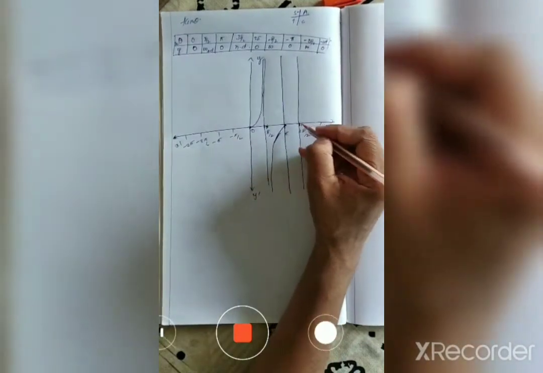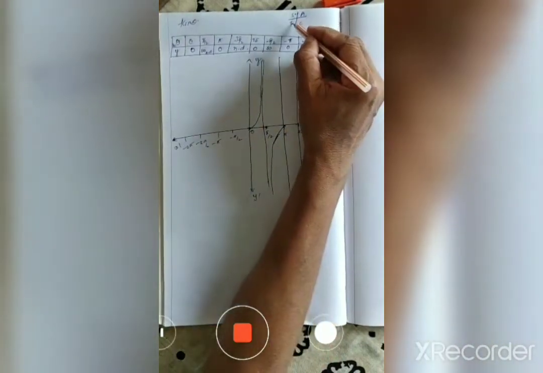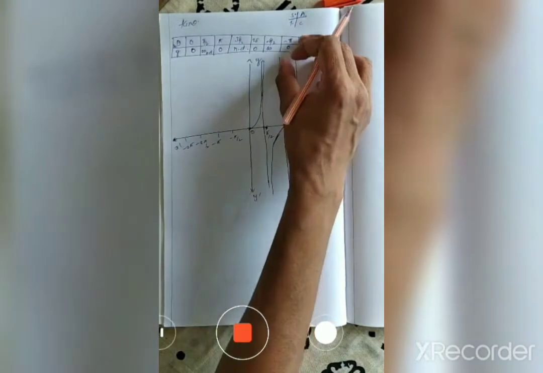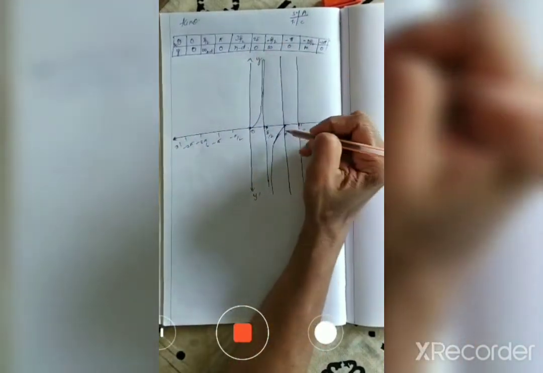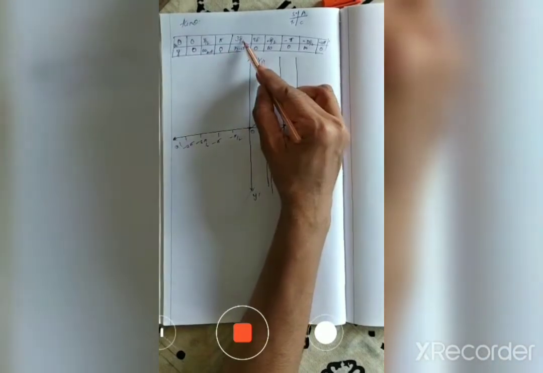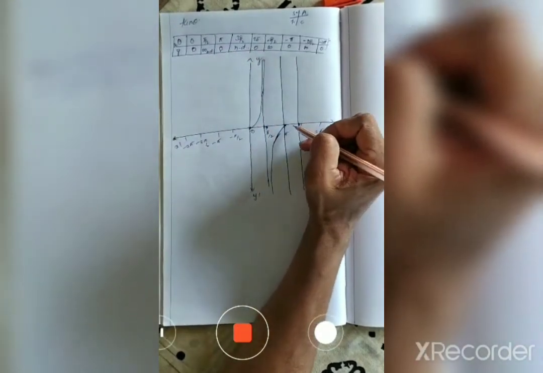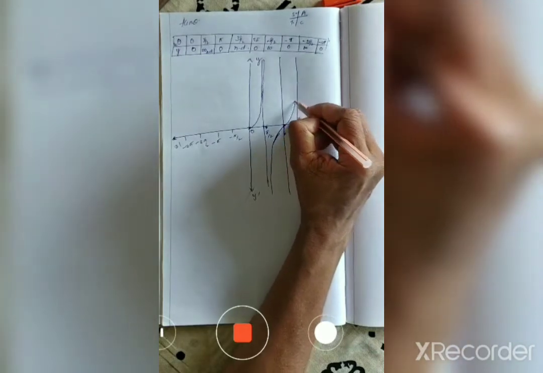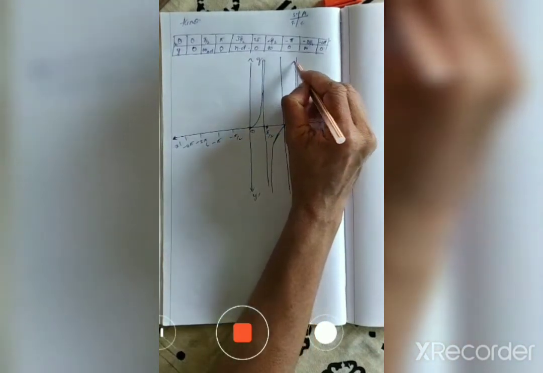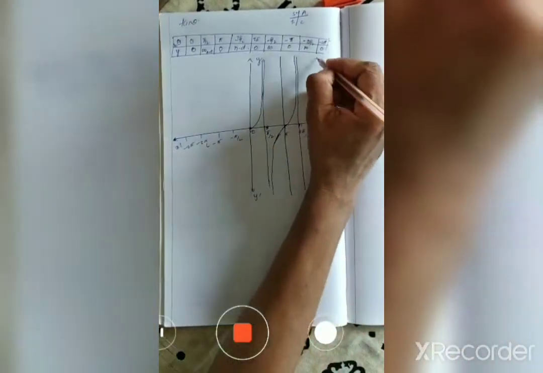Next, third quadrant. In third quadrant, tan positive. So tan takes positive values. Y takes positive values. From where to where? Tan pi is 0. Tan 3 pi by 2 is not defined, but positive values. So 0 to infinity.